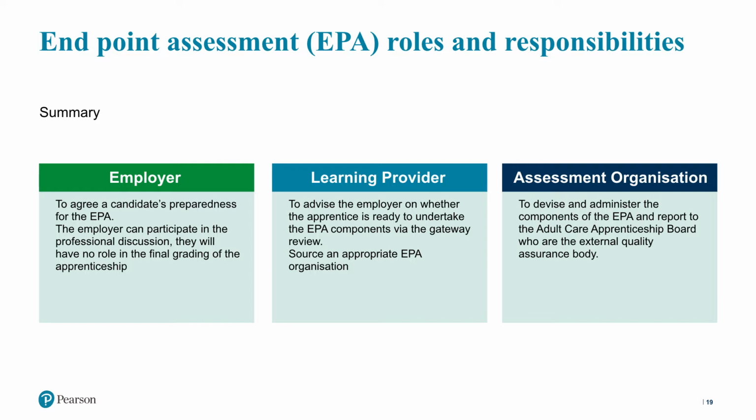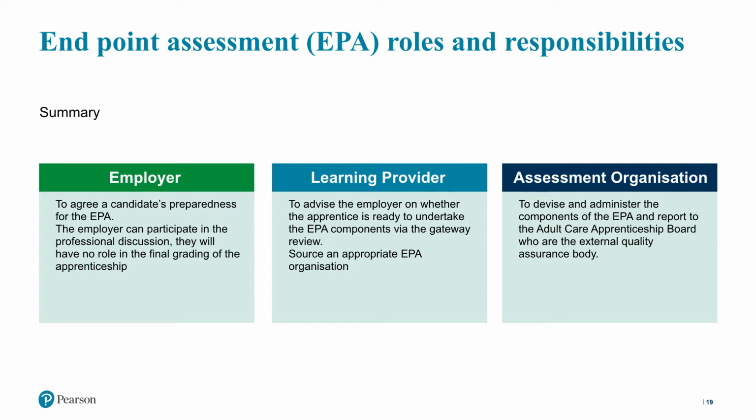So again, as the learning provider, it is your responsibility to advise the employer on whether the apprentice is ready to undertake the components of the endpoint assessment. And it is highly likely that you as a learning provider will source an appropriate endpoint assessment organisation. The initial thinking with the Trailblazers was that the employer was in control, but I think a lot of employers will prefer to hand that control over to you as the learning provider, because they think you will make the right decisions for them. So they will be your responsibilities. It's highly likely you will be expected to source an appropriate organisation.